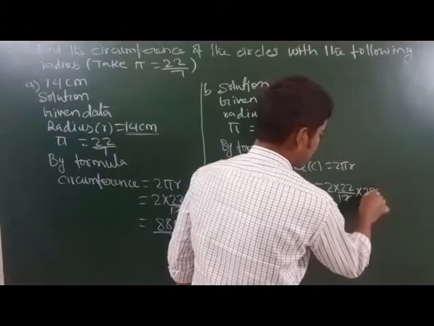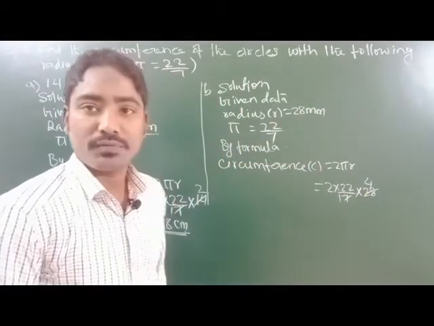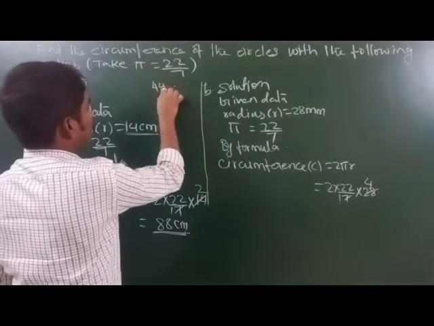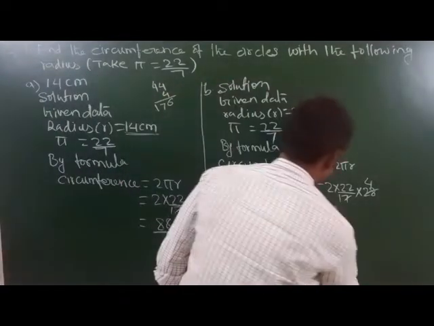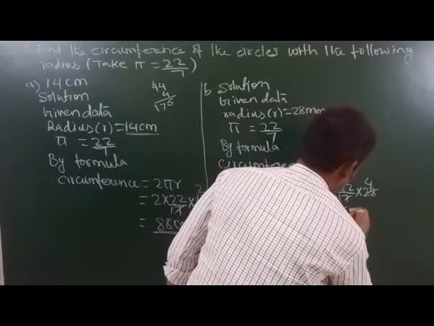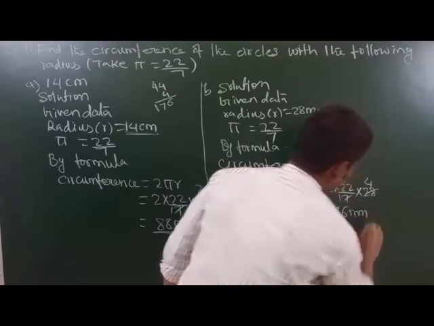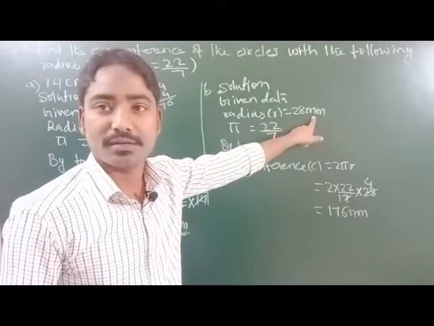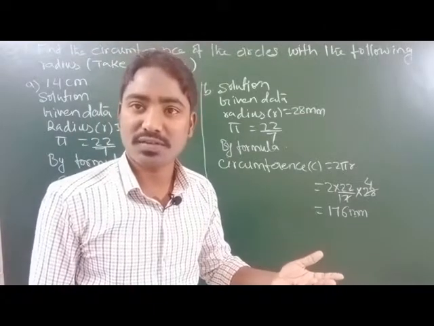So 7 1 is 7, 7 4 is 28. Now 22 2 is 44 and 44 4 is, we will see here, 4 4 is 16 and 4 4 is 16 plus 1 17. So here basically we will get 176 and its unit will be millimeter. Why millimeter? Because here radius is given in millimeter. Okay, so like this, by doing simple calculations we are finding out the circumference, students.